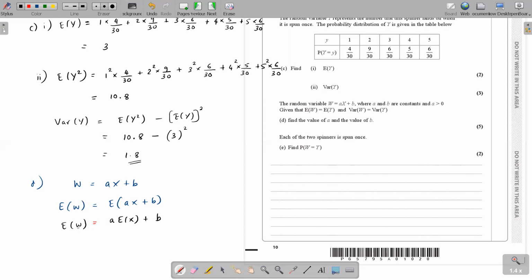E(W) equals A times E(X) plus B. Do we know the E(X) value? Yes, we found it in part A, right? How much? 13, right? Are you guys okay with this? So I get 13A plus B. Expectation of W is 13A plus B.